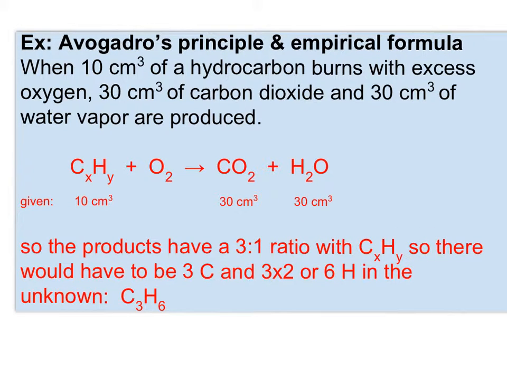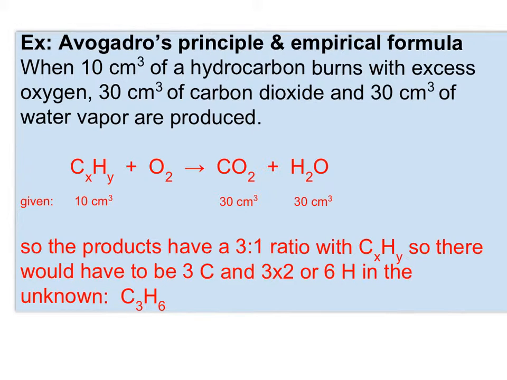Here's another example. When 10 centimeters cubed of a hydrocarbon burns with excess oxygen, 30 centimeters cubed of carbon dioxide and 30 centimeters cubed of water vapor are produced. So what is the hydrocarbon? Well, if we look at this, I've got CxHy representing my hydrocarbon because I don't know what those subscripts are, but I do know there's 10 centimeters cubed of it.